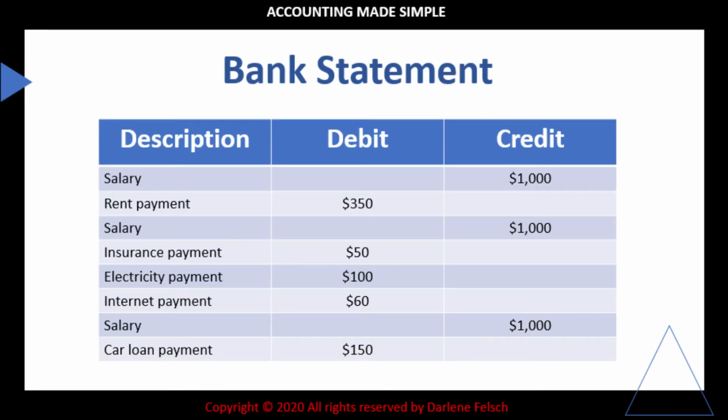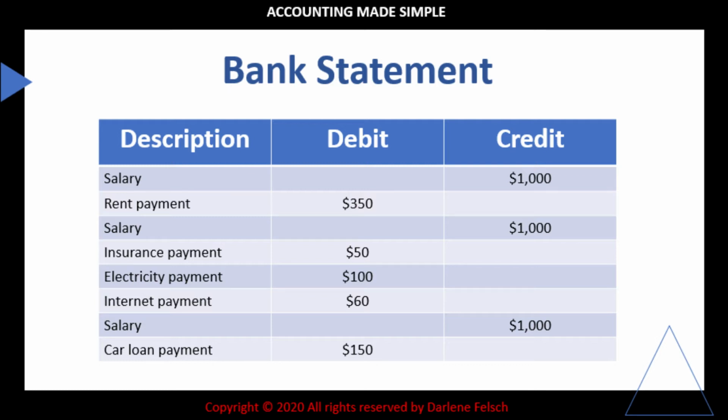Sometimes it can be confusing learning debits and credits because when we get our own personal bank statement or our business bank statement, when money goes into our account, it's a credit, and when money goes out, it's a debit. So it sounds like it's opposite to what we've been teaching about debits and credits. But the important thing is you actually have to look at it from the bank's point of view, not your point of view, the customer.